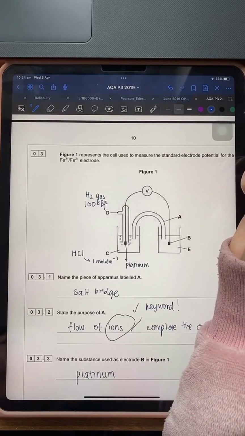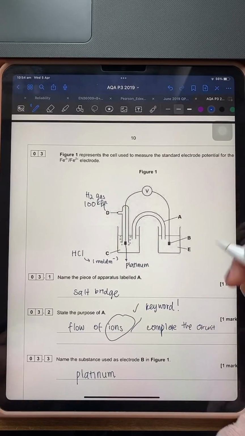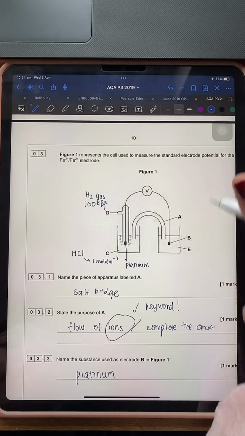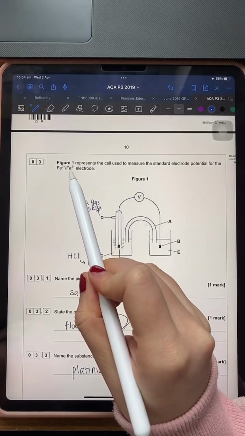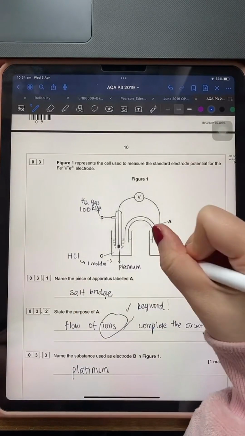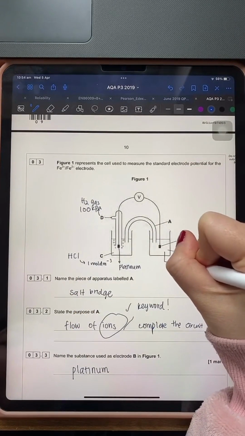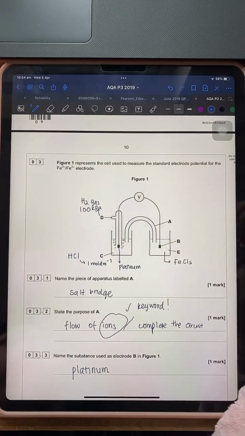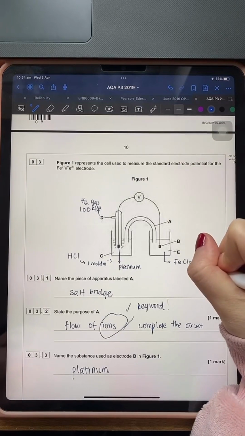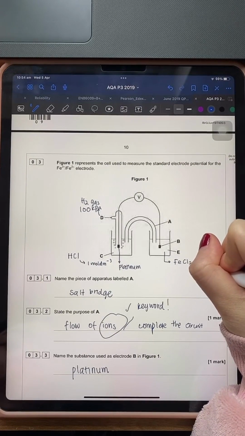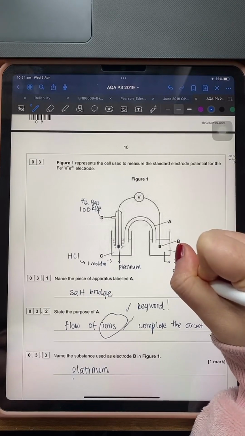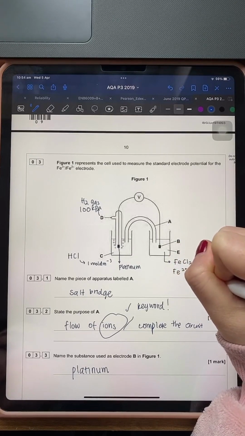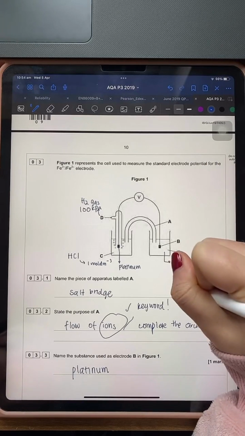And then E, we're looking at the iron. It says here we're looking for iron, Fe3 plus, Fe2 plus, so you can use either one of them. It will be the FeCl2, or any other Fe solutions. You can say FeCl2 and FeCl3, or you can just say Fe2 plus, Fe3 plus, but the condition must be 1 mol dm minus 3.